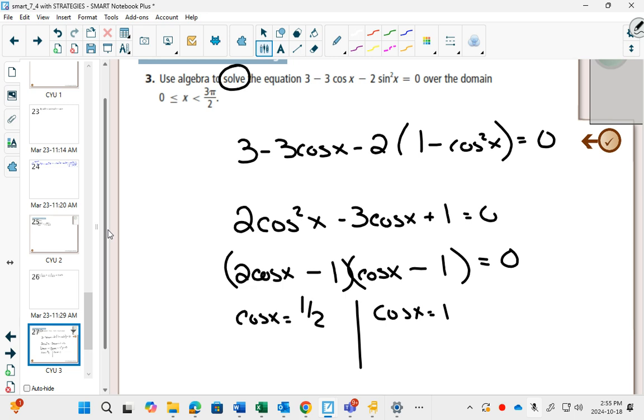These are on our pi plate. Pi over 3 family in quadrant 1 and quadrant 4. And axes family at 0 and 2 pi.